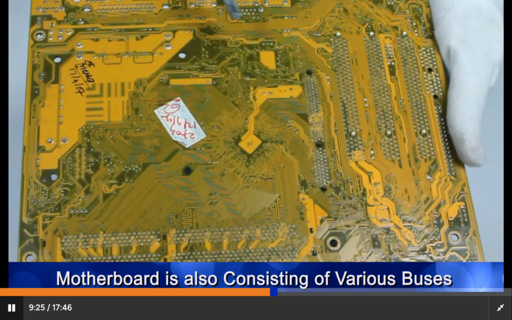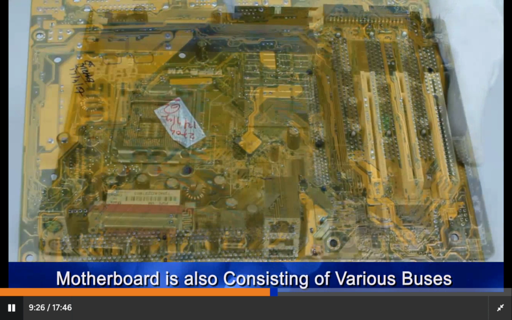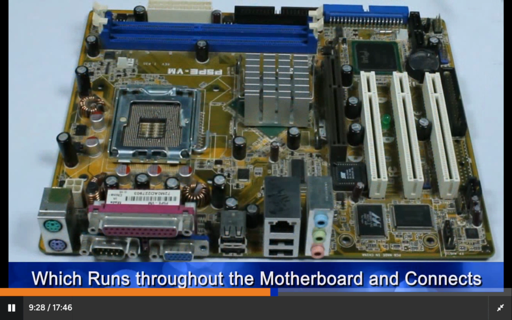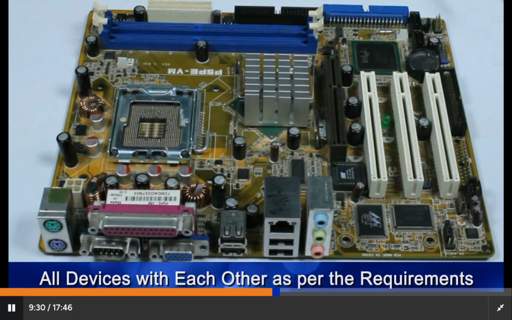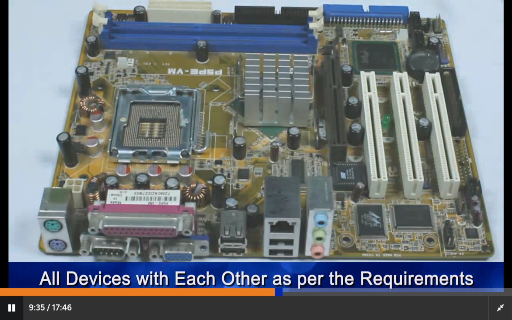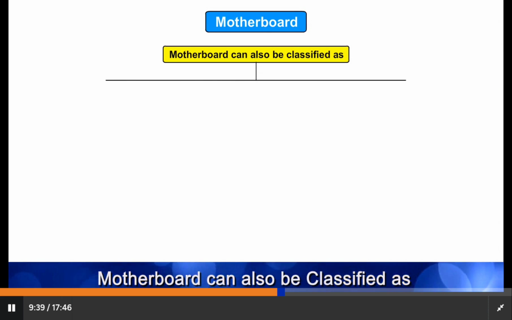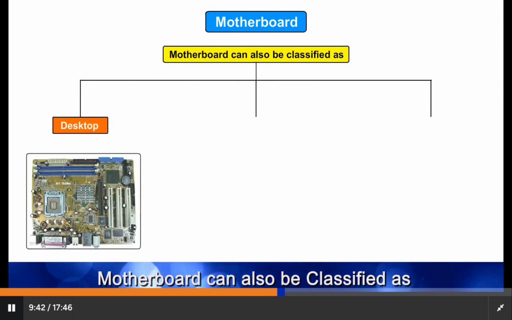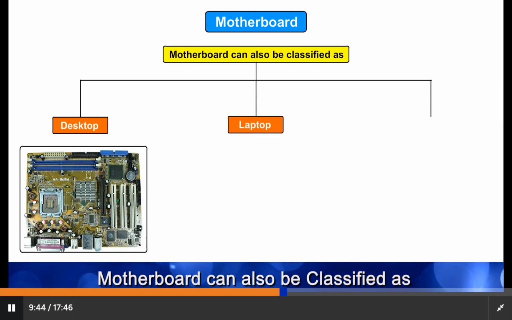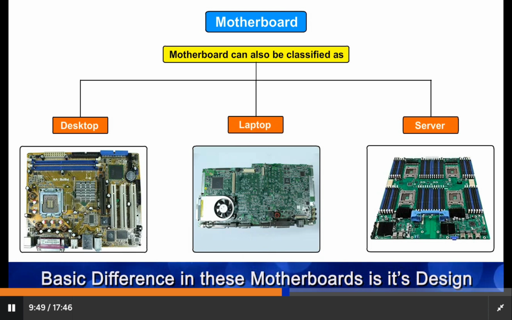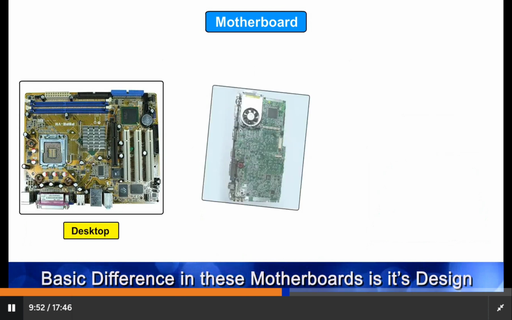Motherboard is also consisting of various buses which run throughout the motherboard and connect all devices with each other as per the requirements. Motherboard can also be classified as desktop motherboard, laptop motherboard and server motherboard. Basic difference in these motherboards is its design.